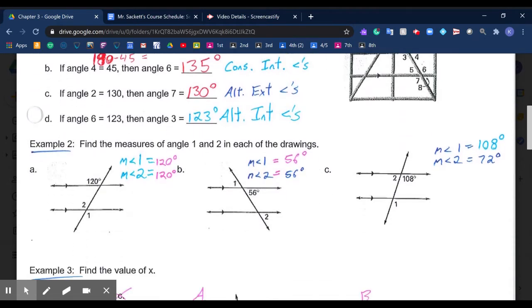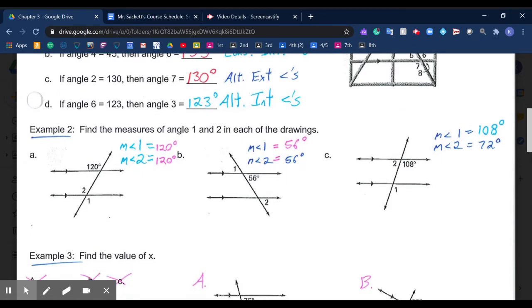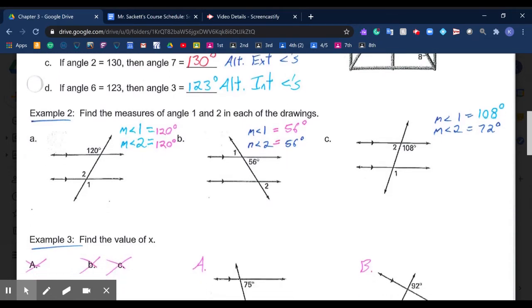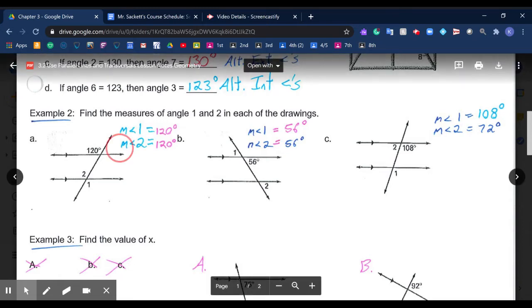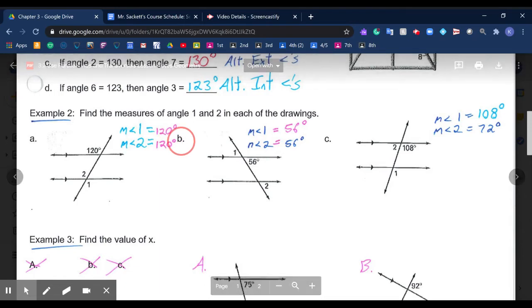Then example 2 says find the measure of angle 1 and 2 in each of the drawings. So in A, we know we have 120 degrees right here. So we're looking at this transversal and these two parallel lines. We know they're parallel because of the marking right here. So then I know 120 degrees corresponds with angle 2. They're both on the upper left of the transversal, so they're corresponding angles. Corresponding angles are congruent, 120 degrees.